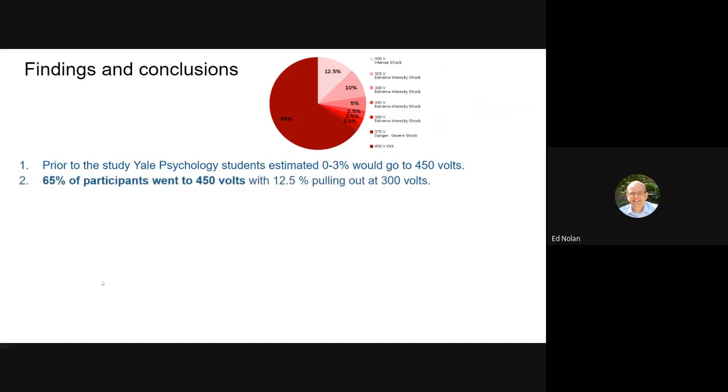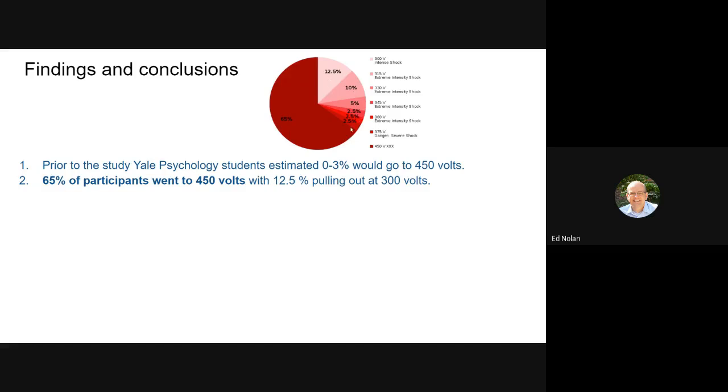The reality was that 65% of the participants, so how many would that be? 26 of the participants went to the 450 volts. If you look at the diagram above here on the pie chart, you can see what happened. 65% went to 450 volts.